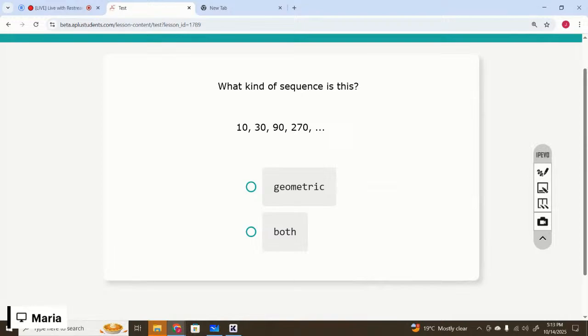What kind of sequence is this? 10 times 3 is 30. 30 times 3 is 90. 90 times 3 is 270.